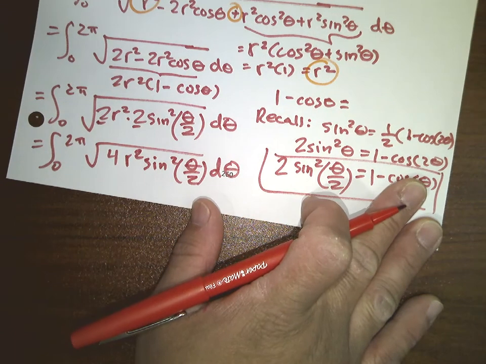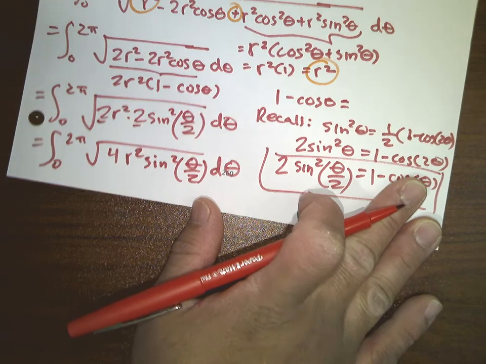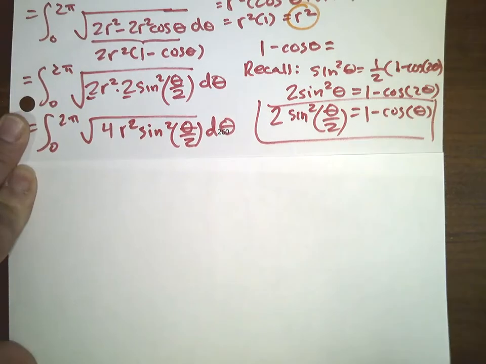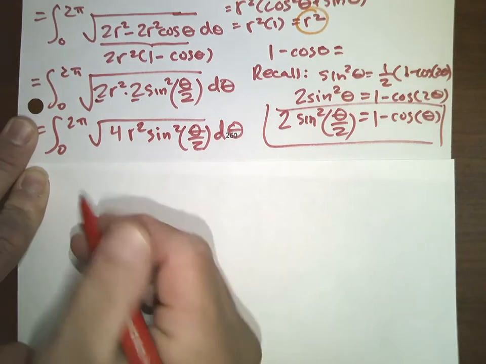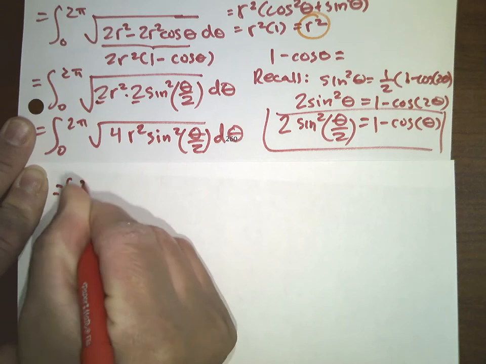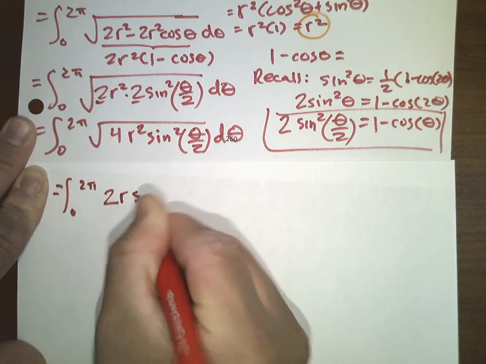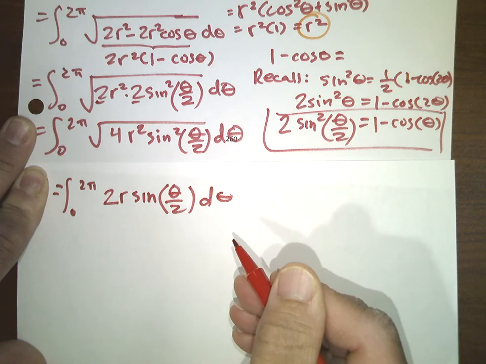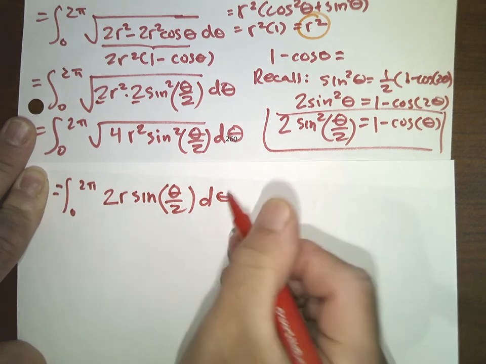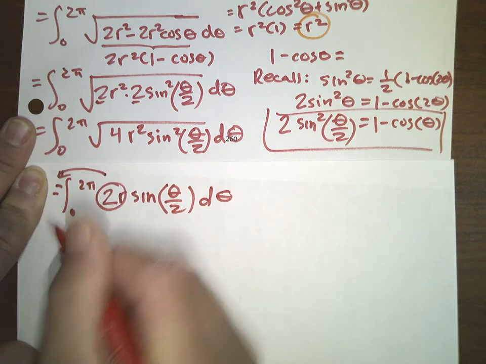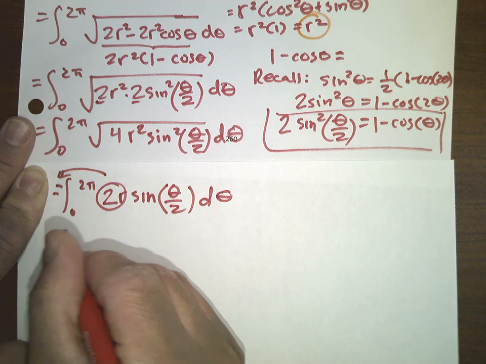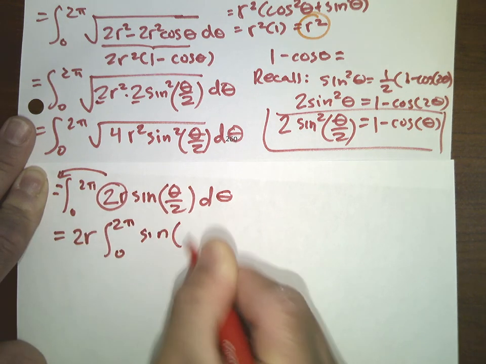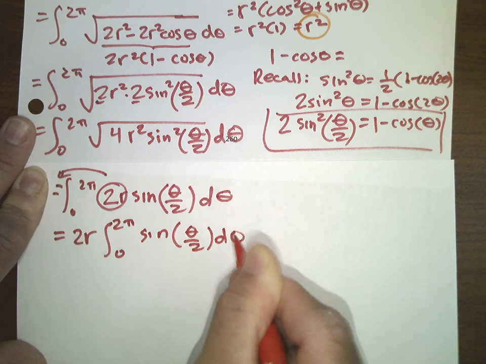before we scrunch too much all on the same page here. All right, so now if I take the square root here, what am I going to have? I am going to have the integral from 0 to 2 pi of 2r sine of theta over 2 d theta. And remember, I have not yet taken the integral, but since 2 and r are constants, I'm going to bring them in front of the integral. So I have 2r times the integral from 0 to 2 pi of sine of theta over 2 d theta.